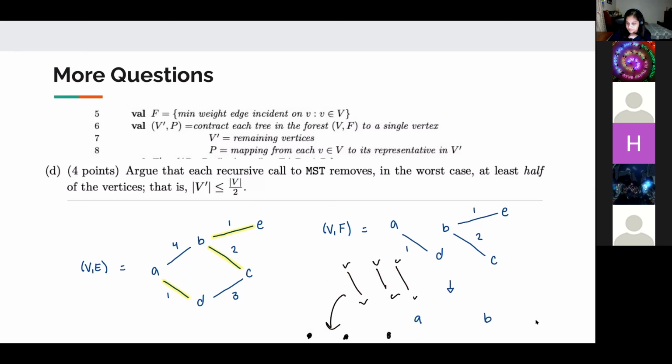So a recursive call is actually a completion of the contraction. I thought the recursive call meant one contraction call. No. This part is completely contracting the forest. Okay, cool. That makes sense. Thank you. Okay, awesome. There's a lot of questions. Let me catch up.